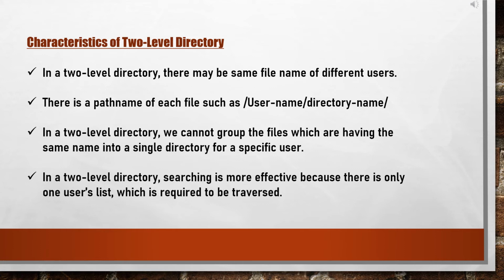In a two-level directory, there may be some file names of different users. There is a path name for each file, such as /username/directory name/. In a two-level directory, we cannot group the files which have the same name into a single directory for a specific user. Here, searching is more effective because there is only one user's list which is required to be traversed.